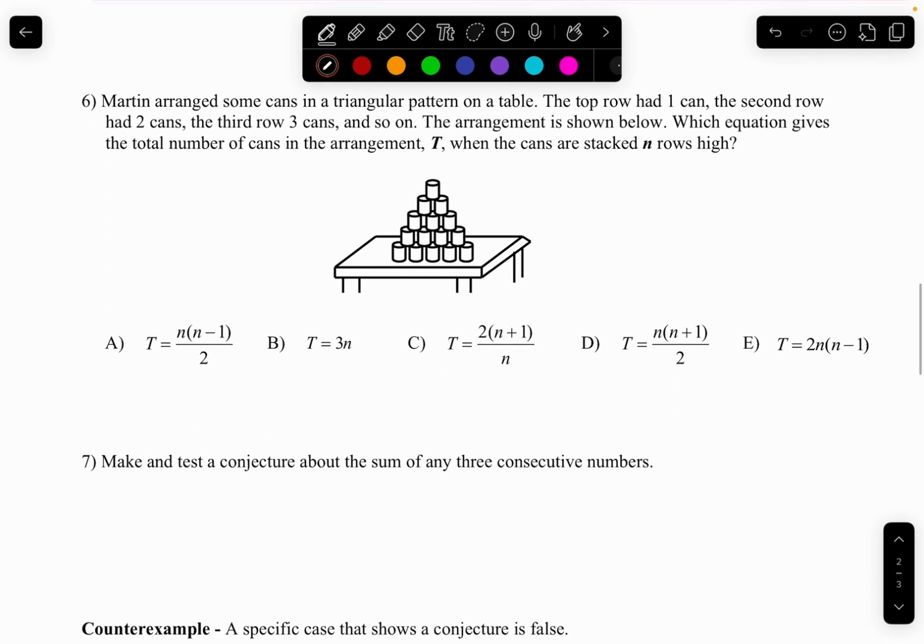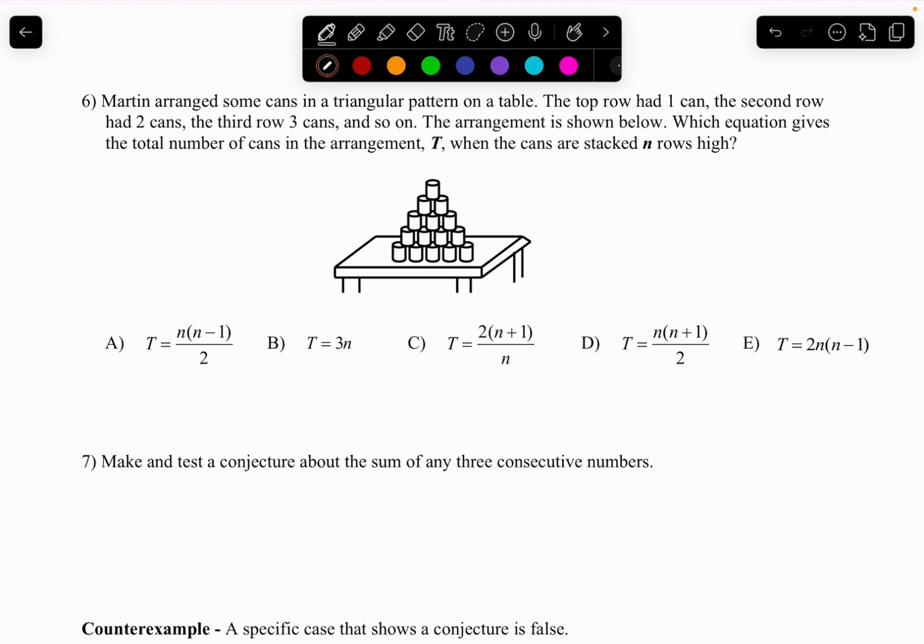All right, number 6. We've seen these problems a lot. This one's a little bit different, but it's not super different. Okay, it says Martin arranged some cans in a triangular pattern on a table. The top row has 1 can, the second row has 2 cans, the third row has 3, and so on. The arrangement is shown below. Which equation gives the total number of cans in the arrangement when the cans are stacked in rows high?